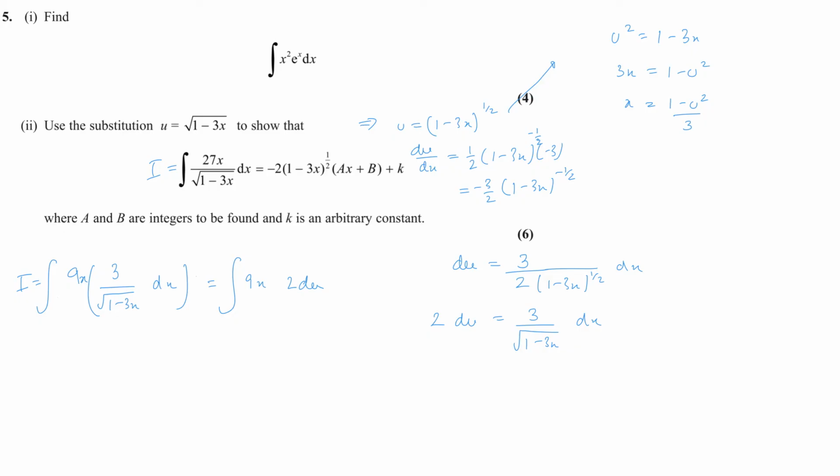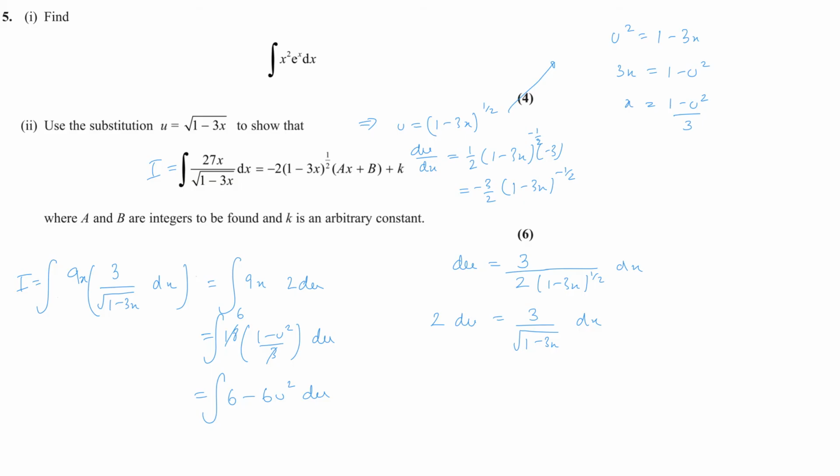So that's 18x. And 18x, x is (1 minus u squared) over 3 du. The 3's will cancel, leaving me with 6 there. So we're integrating 6 minus 6u squared du.